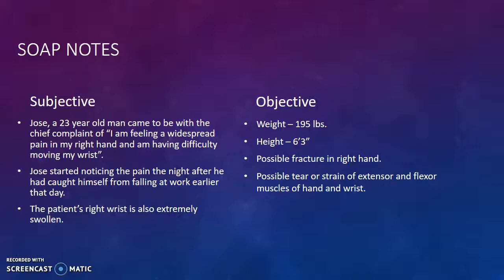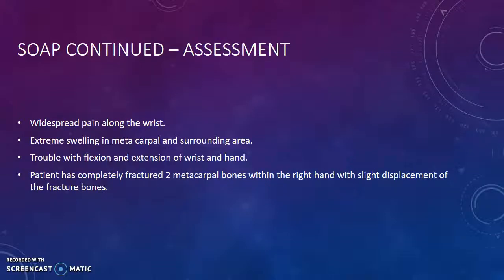I took his medical history and I also assessed him. I found that he weighed 195 pounds and he is 6 foot 3 inches. At first sight, my thoughts were that he had a possible fracture in his right hand, or even a possible tear or strain of an extensor muscle or flexor muscle in his right wrist. After assessing him with his widespread pain along the wrist, he had extreme swelling in the metacarpal area and surrounding area. He also had trouble with flexion and extension and adduction and abduction of the wrist and hand.